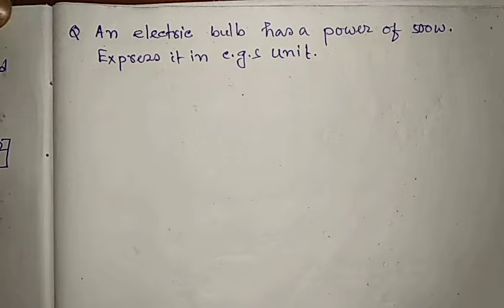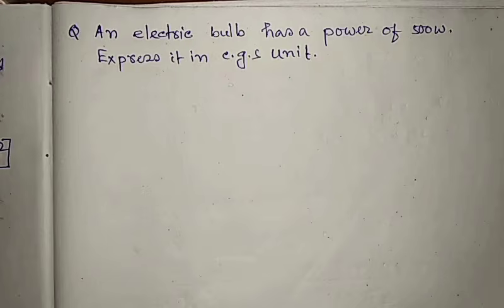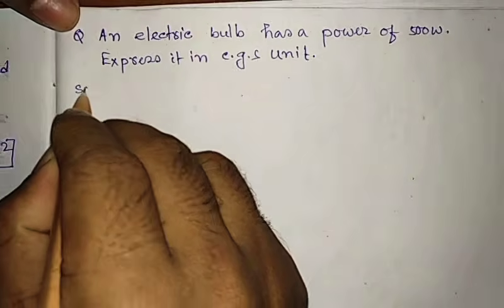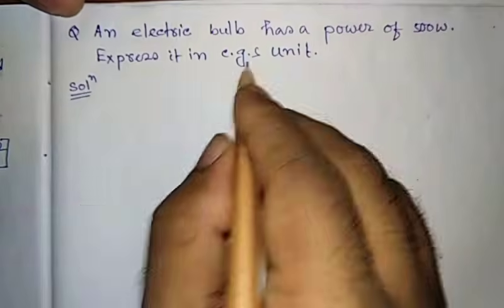Now let's go to the next problem. An electrical bulb has a power of 500 watt. Express it in C.G.S. unit. A similar problem.